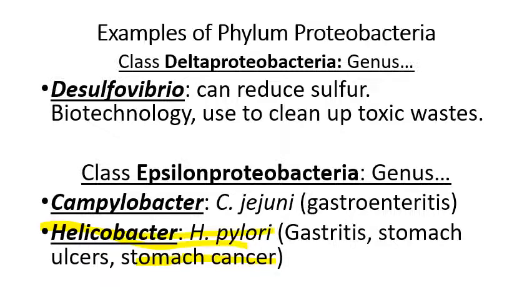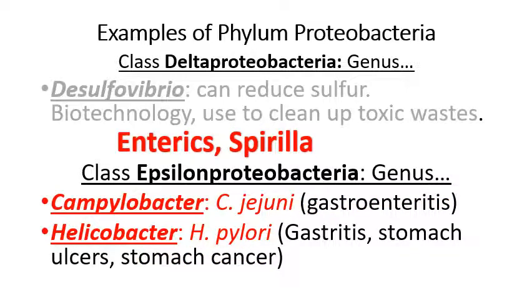And the other one is another microorganism that causes gastroenteritis or gastritis, and that's Campylobacter jejuni. Campylobacter jejuni is also an epsilon proteobacteria. Now, both Campylobacter jejuni and Helicobacter pylori are spirochetes, and they are flagellated spirochetes. So they have flagella, but they're arranged slightly differently. So they are enterics, and they are also spirilla.